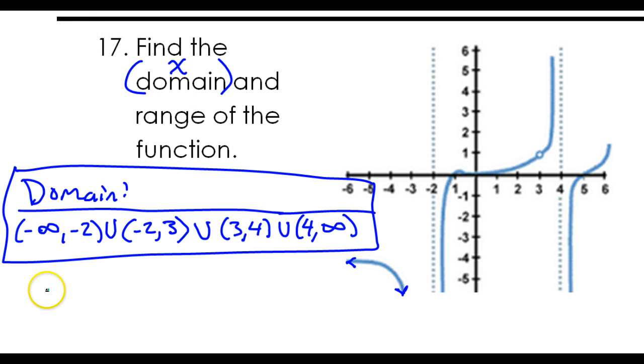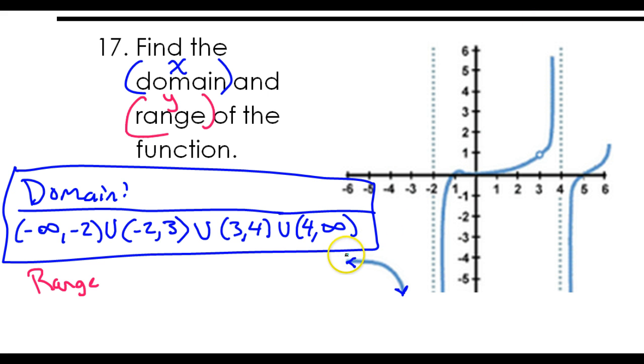So, similarly, the range. Now, understand the range, you're talking y values now. So I'm talking about up and down. So I'm not looking at each branch separately anymore. I'm looking at the whole thing. And I'm seeing, is there any y value that's not included? Clearly the graph is going down, down, down forever. Clearly the graph is going up forever.